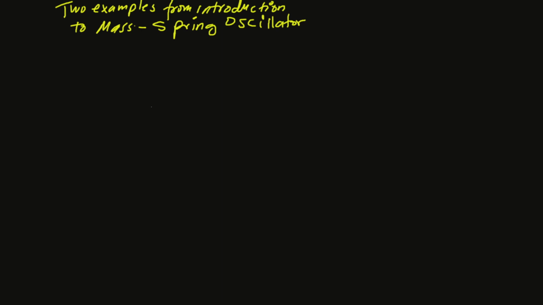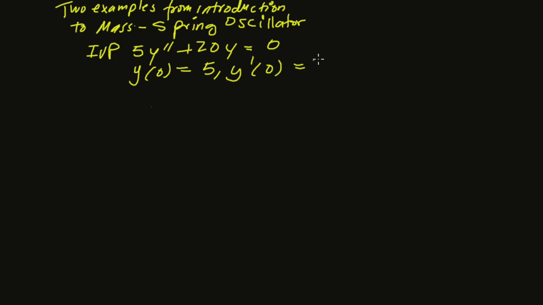Let's say we have an IVP that is 5 times the second derivative plus 20 times the function equals 0. And because this is a second order equation, we're going to need two initial conditions, unlike what we did previously, which is the first order, where we needed one initial condition.